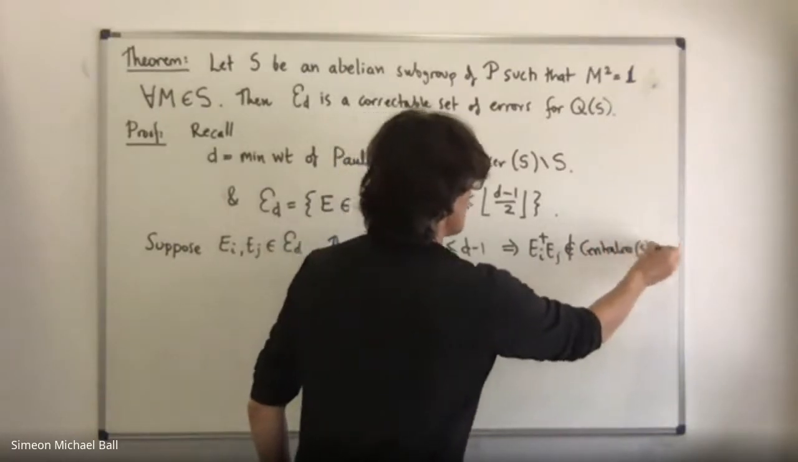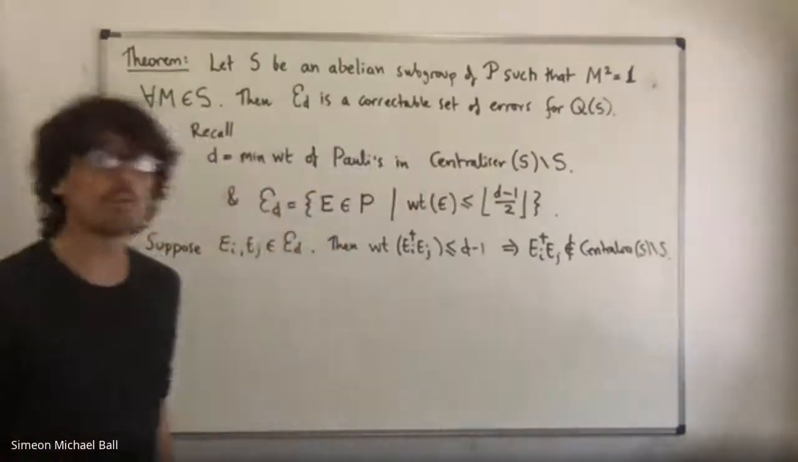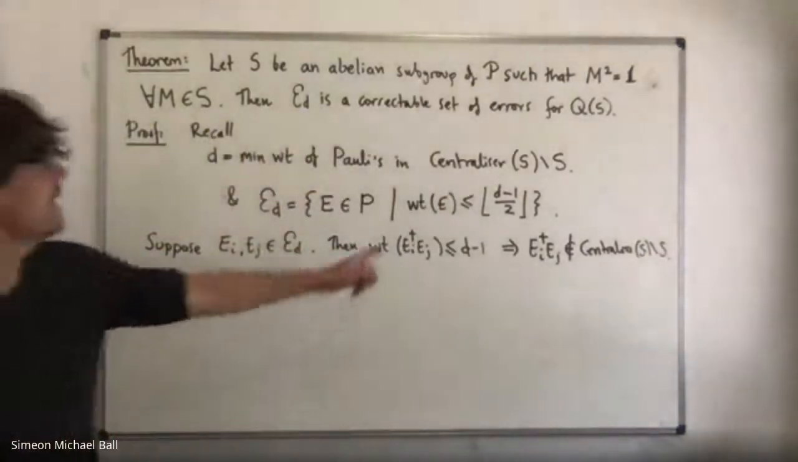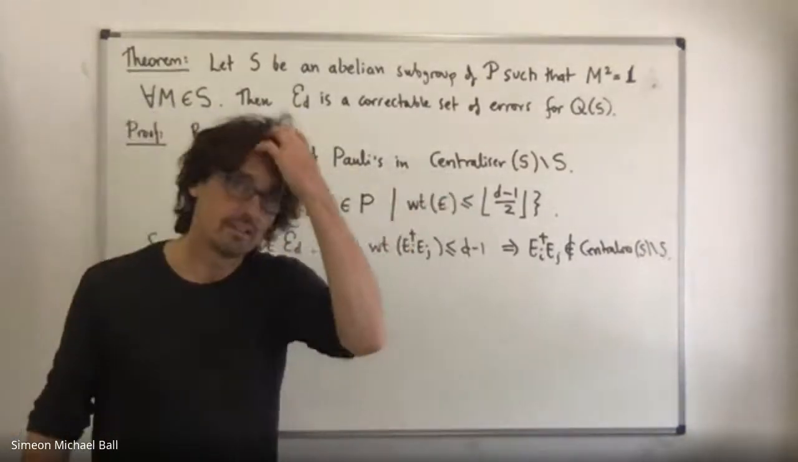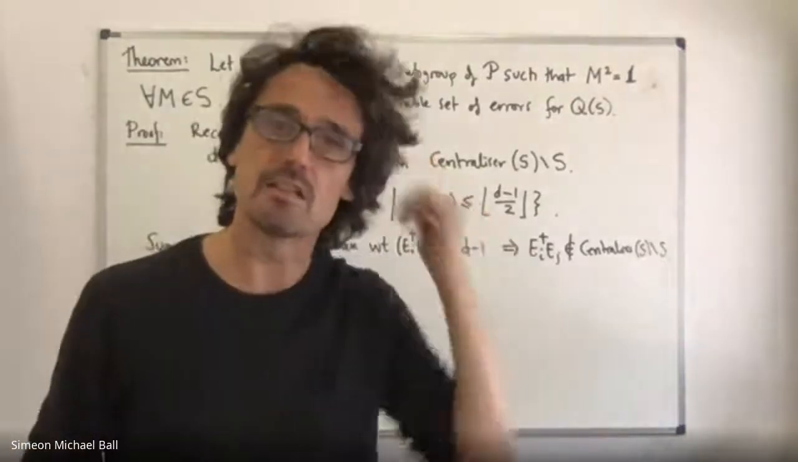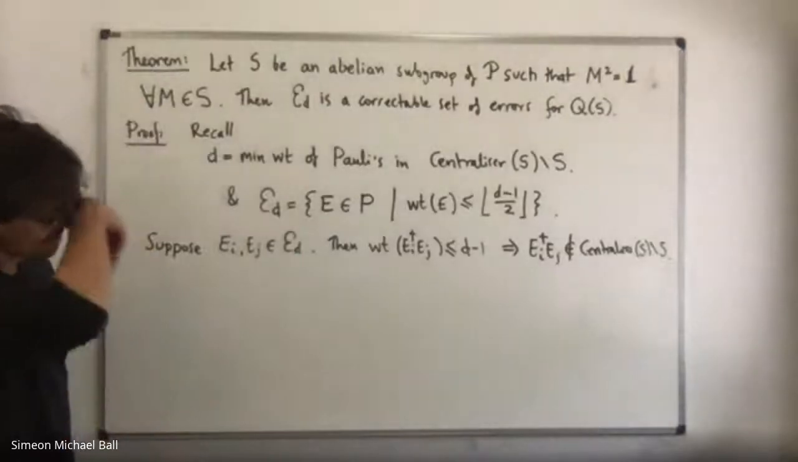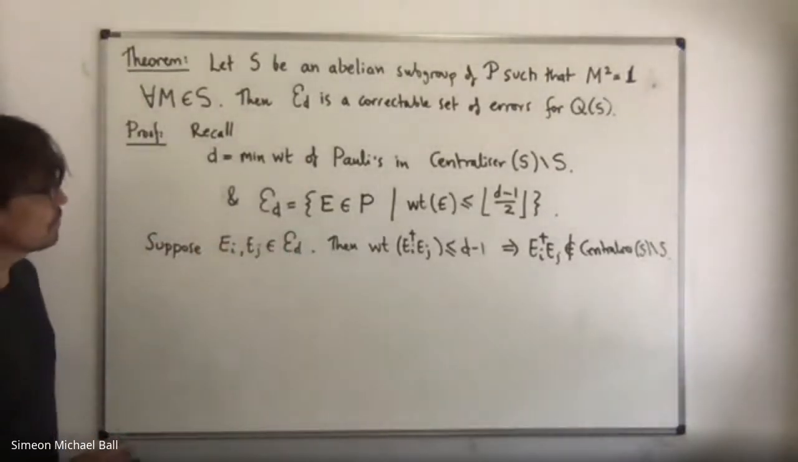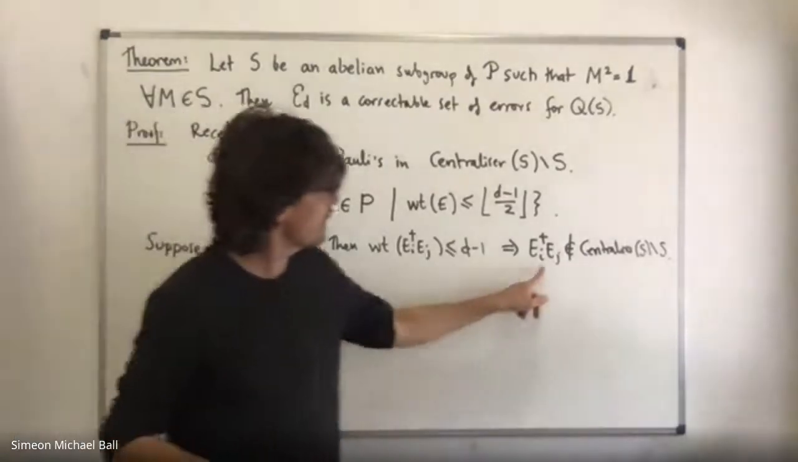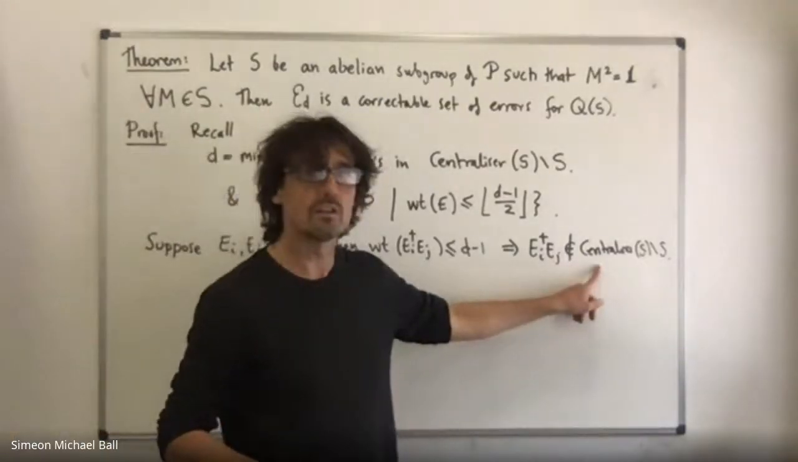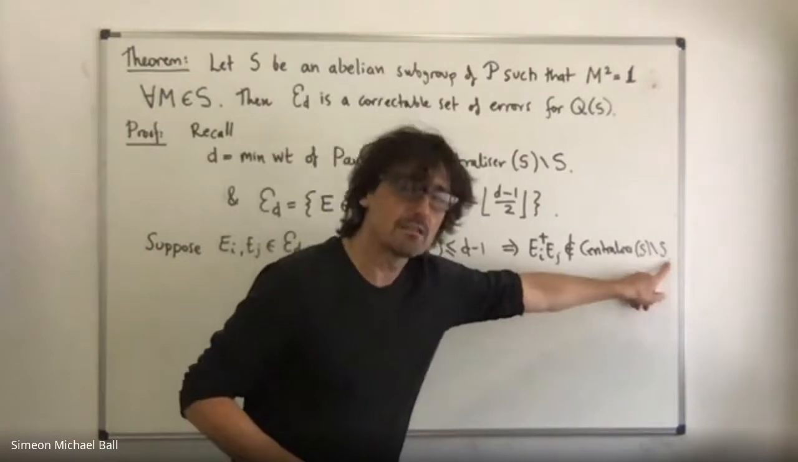So in fact, what we're going to do, it probably would have been better if I'd done that, is just prove that anything that's not in the centralizer of S is correctable. Okay. So this is not in it. So there are two options. Either this error is not in the centralizer, or it is in S.